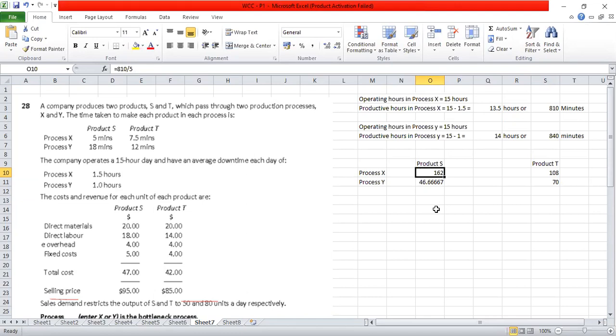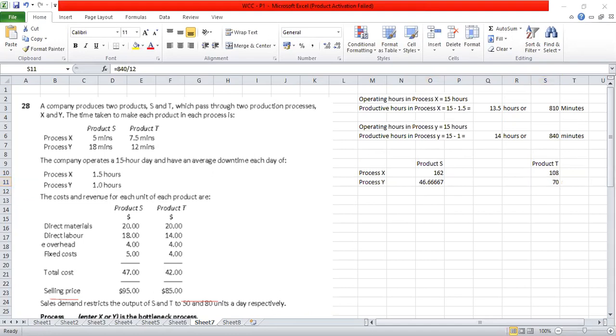Then for product T, it is 108 because it is 810 divided by 7.5. That is for process X. Then come to process Y: 840 divided by 18, and 840 divided by 12. So that is what we have arrived at.